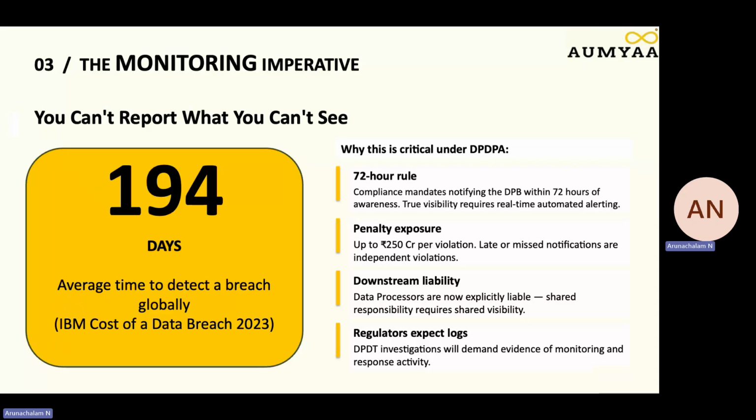Third, downstream liability. Processors are explicitly on the hook now, too. So, shared responsibility means shared visibility is now a legal expectation, not just good practice. And fourth, regulators expect logs. When the board investigates, they will ask for evidence of monitoring and response activity. We didn't know is not a defensible position if you had no logging in place to know. So the message here is simple: detection speed is no longer just a security KPI. Under DPDPA, it's a compliance requirement with a number attached to it.